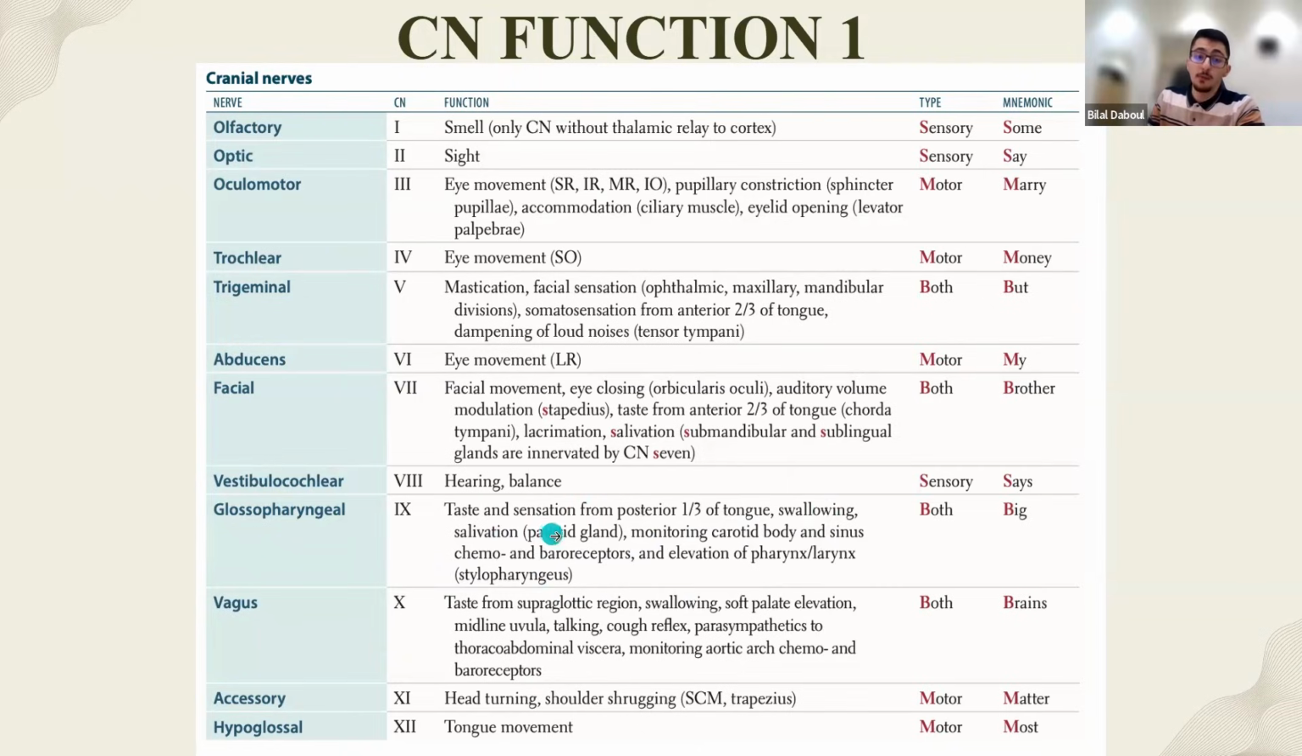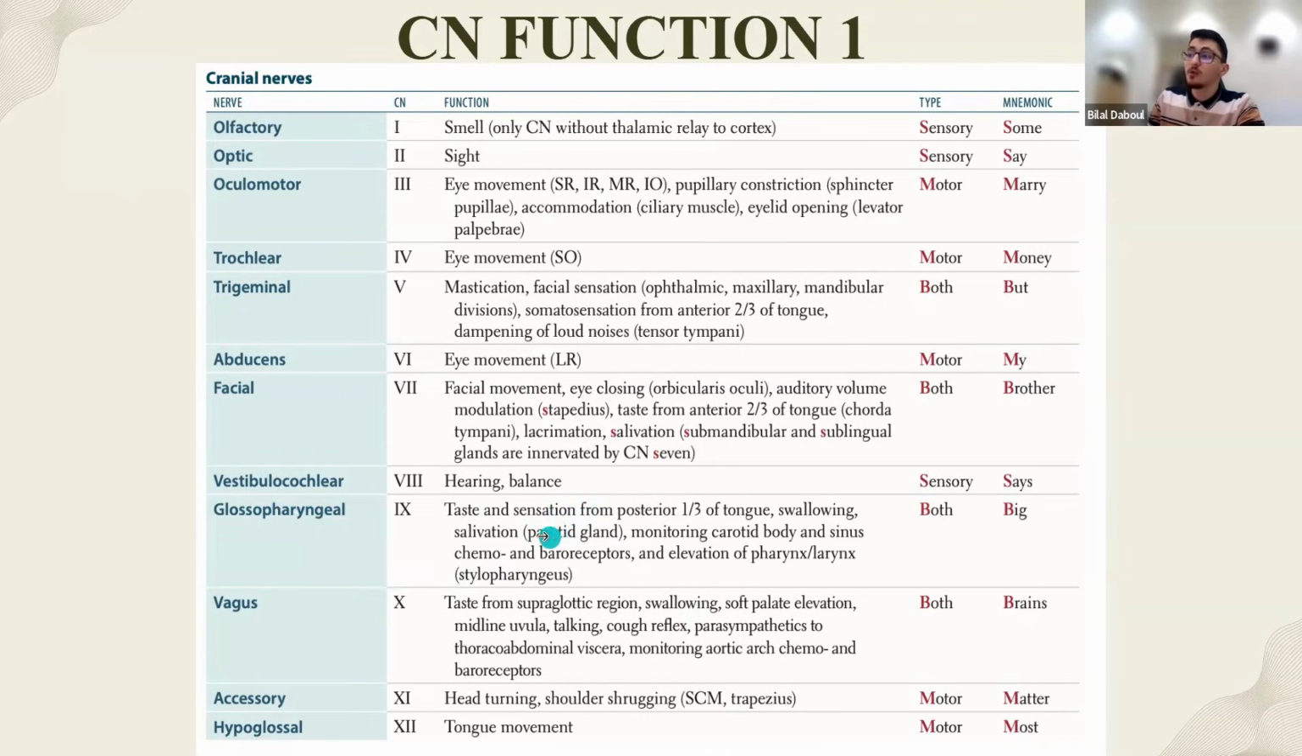It also supplies the parotid gland. I said we have three major salivary glands in the head and neck region: the parotid, which is the largest, the submandibular, and the sublingual. The submandibular and sublingual glands are supplied by the facial nerve, as we said previously. The glossopharyngeal supplies the remaining one, which is the parotid gland.